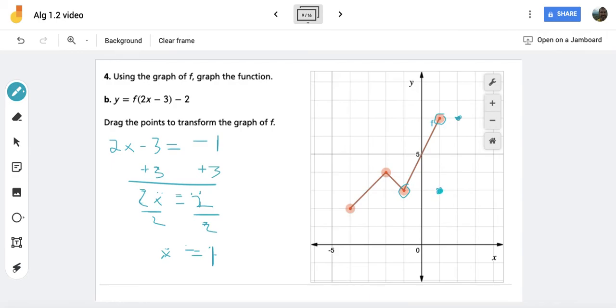If you're kind of getting the hang of this now, why don't you click pause and try to figure out where these two go before I do it. Come back and click play when you're ready. All right. Get rid of this stuff. I'm going to try the next point.